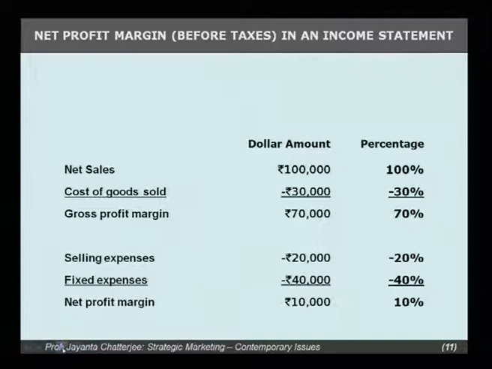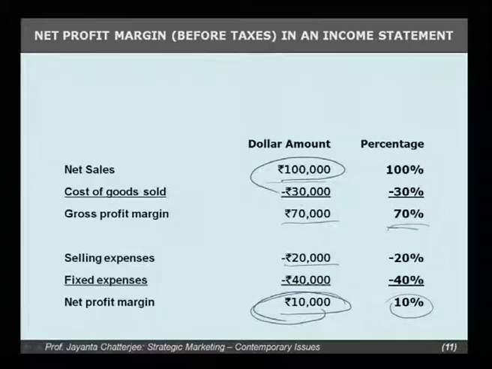So, this is a typical income statement, as you see here. If the net sales is 100,000 rupees, cost of goods sold is 30,000, gross profit margin 70,000 or 70%, selling expenses 20,000, fixed expenses 40,000. These are some of the expenses that we saw, and therefore you have 10,000 rupees on 100,000 rupees as your net profit margin, or 10%.